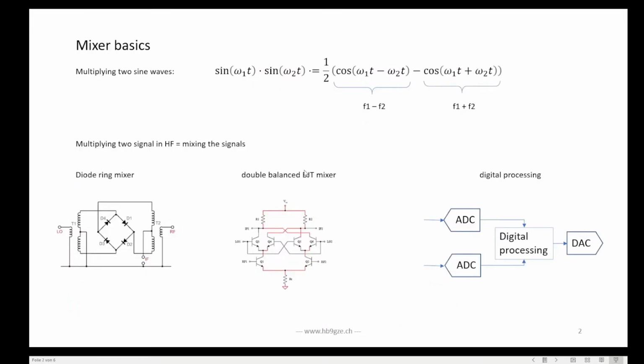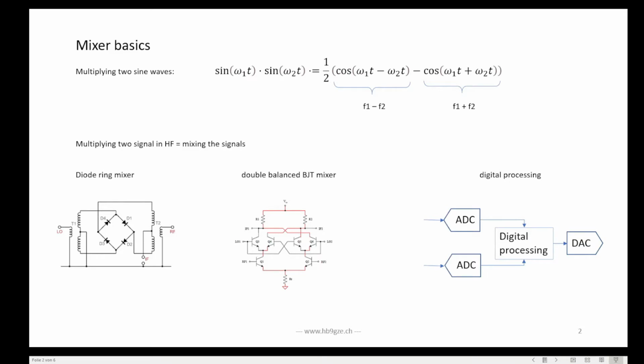And mixing signals means nothing else but multiplying 2 signals. If you multiply a sine wave with a frequency omega 1 t, and you multiply it with a signal with a frequency omega 2 t, what you get is a signal half the amplitude, but with a component with frequency 1 minus frequency 2 and a component with frequency 1 plus frequency 2. So this is typical analysis stuff.